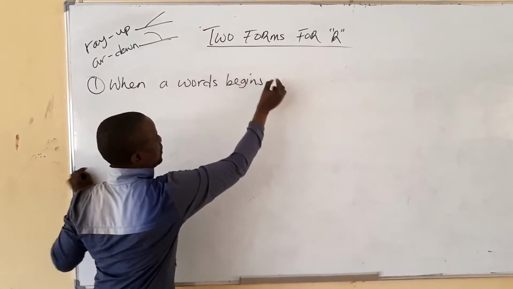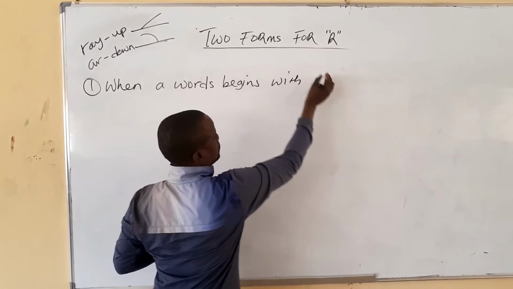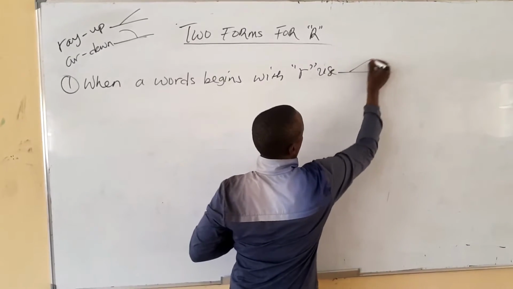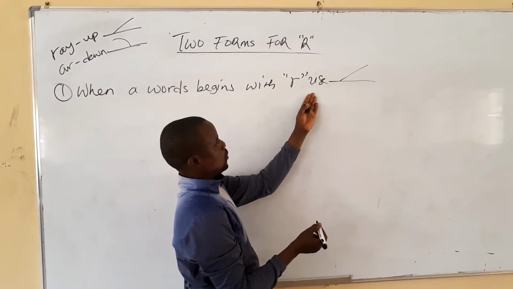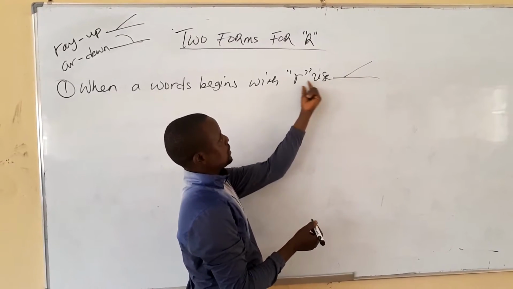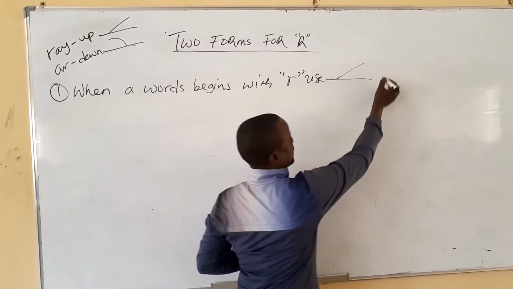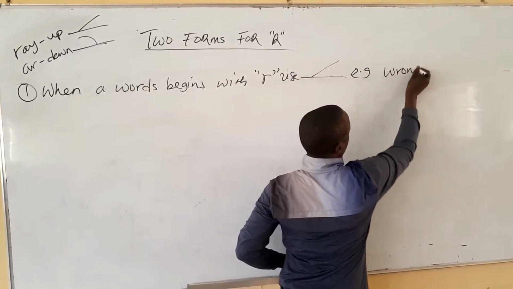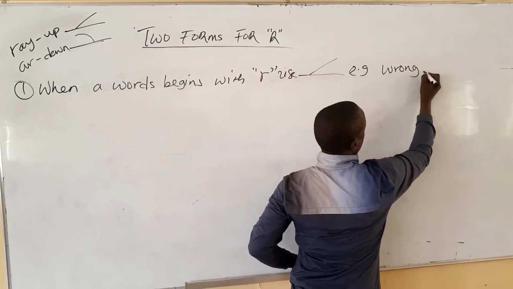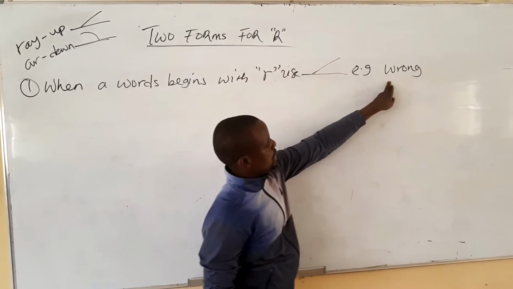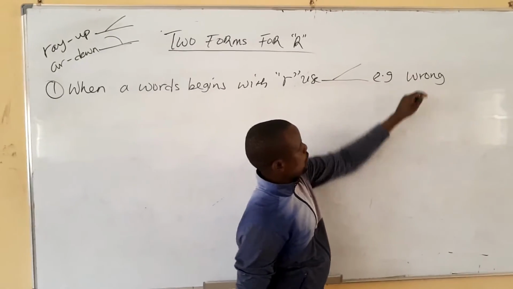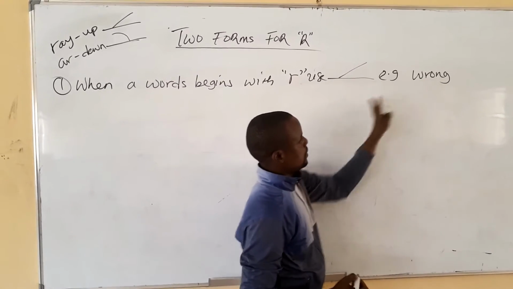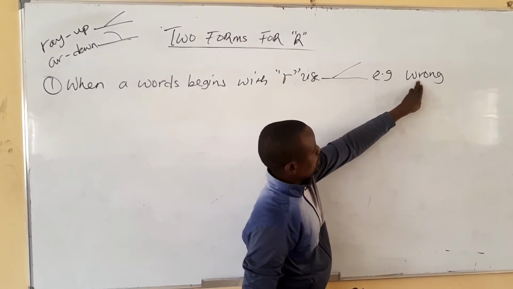Number one, this principle says when a word begins with R, use ray up. That is, when a word begins with R, you are going to use ray up. Let us see an example. Maybe if I ask you to write "wrong" in shorthand. So now the first sound in this example is R. Then this means that the word begins with R.